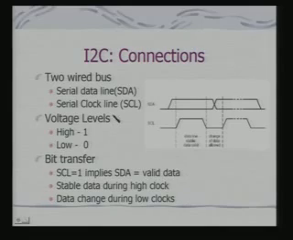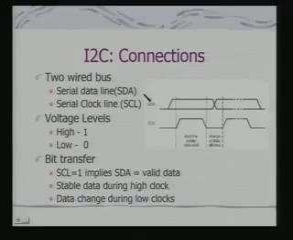So I told you already, I2C is typically a serial connection. It is a two-wire bus. One is called your serial data line, another is the serial clock line. The actual bit transfer takes place when your clock SCL is 1. So SCL equal to 1 implies SDA is having valid data.